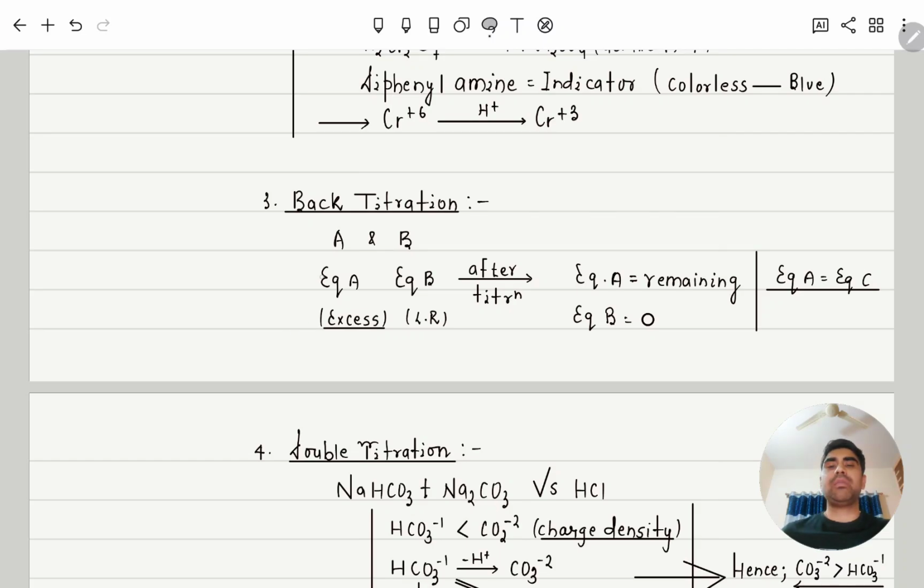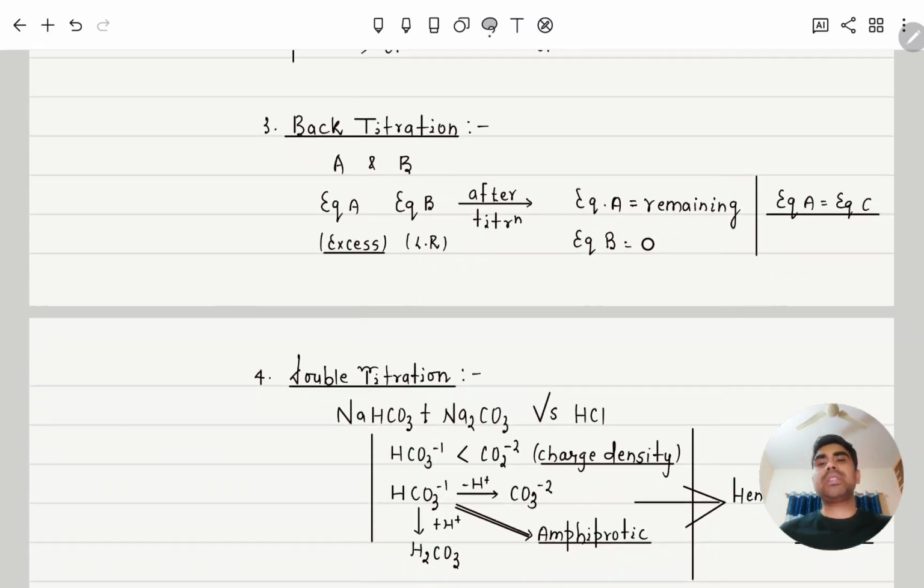In back titration, two titrations are being done. Let's suppose one is A and one is B. Both are titrated with each other. If A is in excess and B is the limiting reagent, B will be completely consumed, and then the remaining A is titrated with another substance, C. Whatever remaining A there is, when it reacts with C, either the information of C or of A will be given. So we can equate and calculate whatever is being asked.